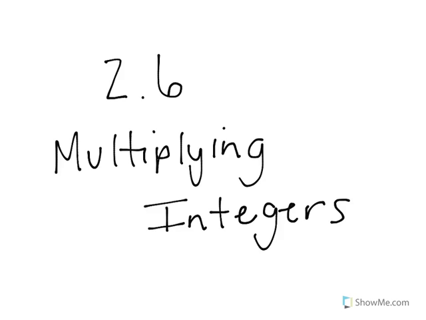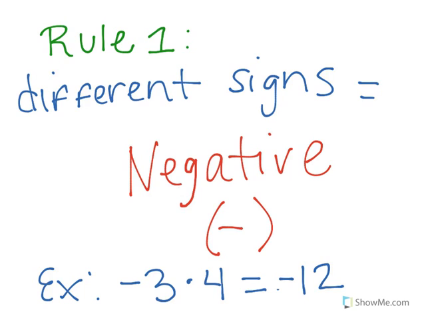This lesson is on section 2-6, multiplying integers. I'm going to have a couple rules for you to understand. Rule number 1 is that if two numbers have different signs, then their product is negative. For example, -3 times +4 equals -12. -3 and 4 have different signs, so their product is negative.